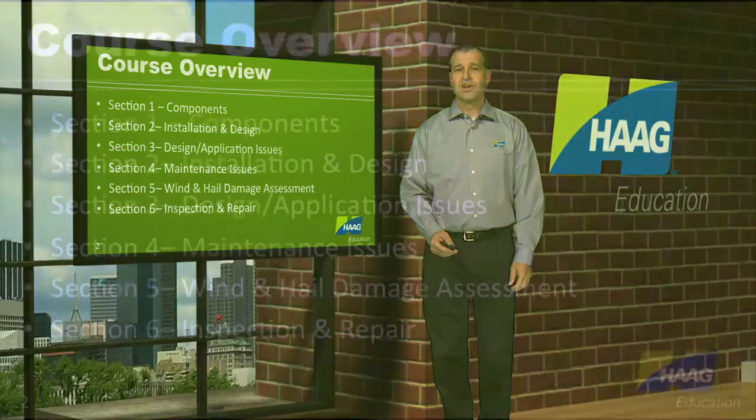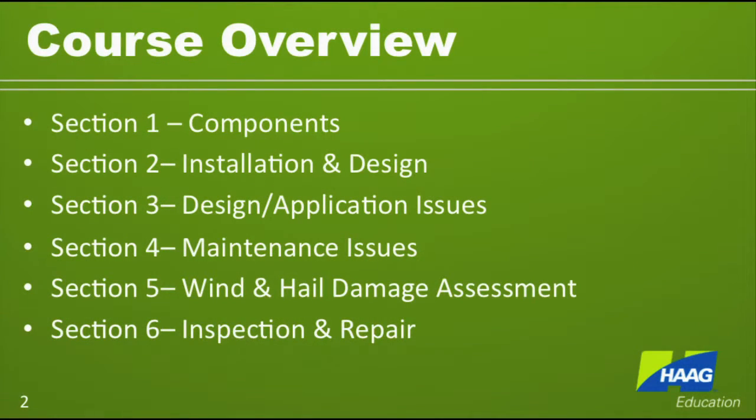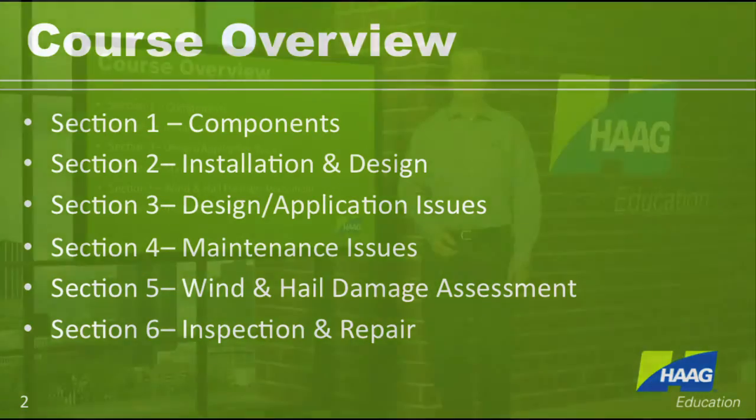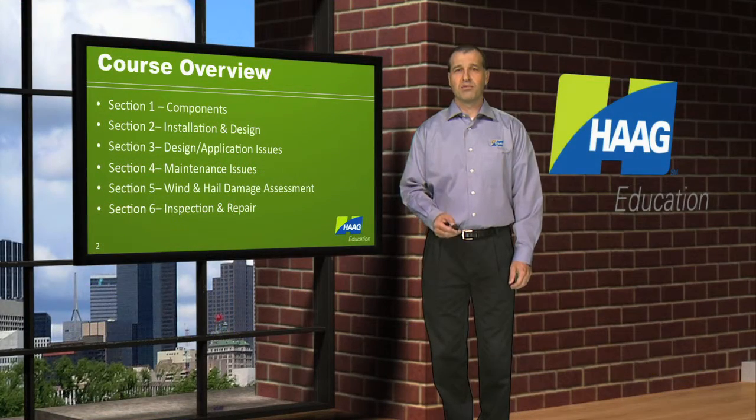Section 1 is on the components of the system. Section 2, some of the common installation and design issues. Section 3 will focus on some of the design and application issues you commonly see on built-up roofs. Section 4, some of the long-term maintenance and weathering issues that you will see. Section 5 is on wind and hail damage assessment, and Section 6 on more inspection techniques and some of the repair options with a built-up roof.